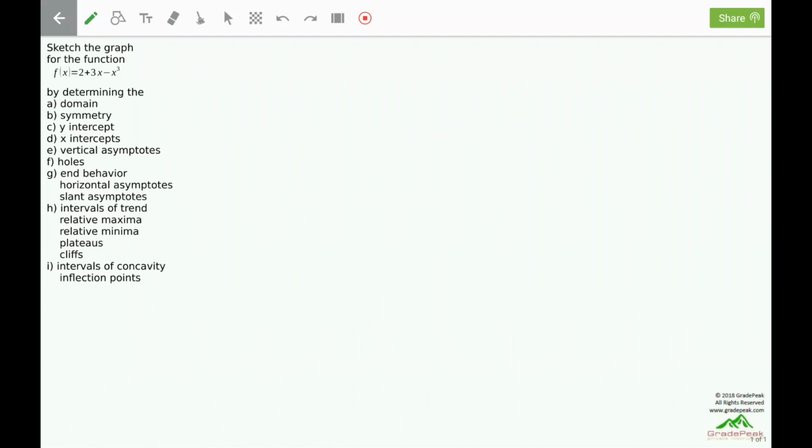Sketch the graph of the function f of x equals 2 plus 3x minus x cubed by determining the parts a through I. F of x equals 2 plus 3x minus x cubed, which is a polynomial. So for part A, the domain will be all real numbers, or negative infinity to positive infinity.